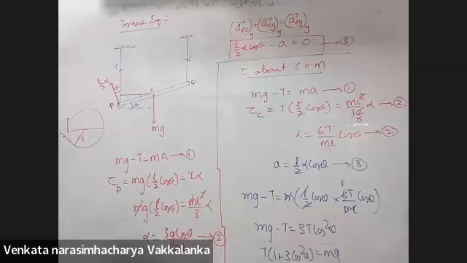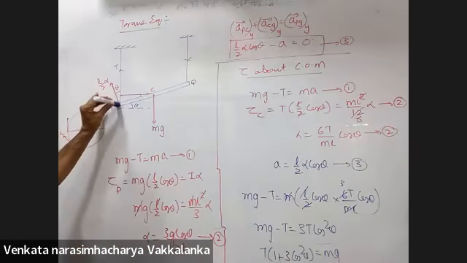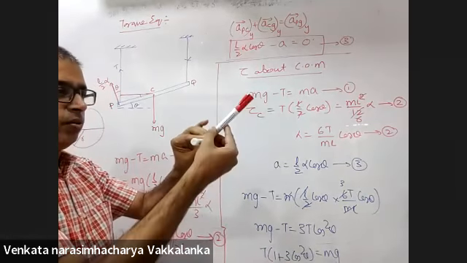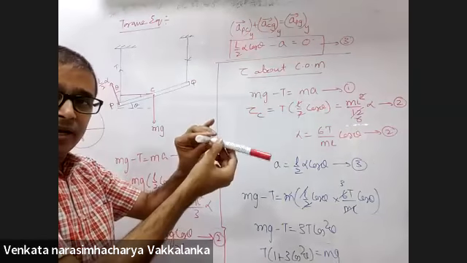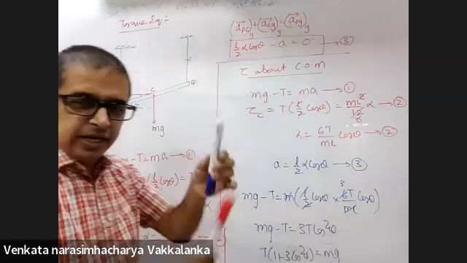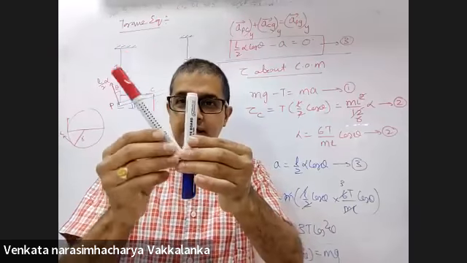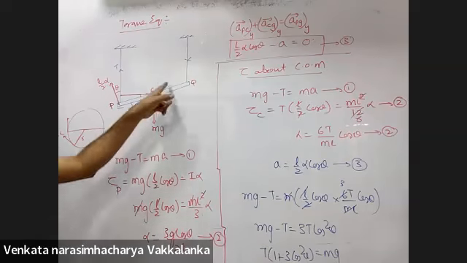Somebody is asking, should we use the moment of inertia of the inclined rod? See the axis about which it is rotating. You have taken I about this. The rod is rotating this way. You would take the inclined rod only when it is rotating this way. The rod is rotating in the plane of the board.